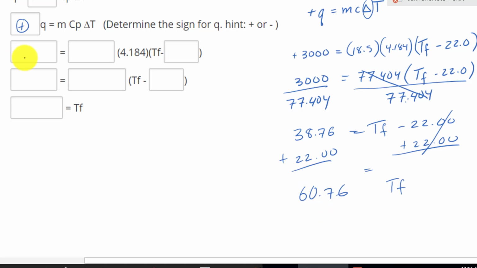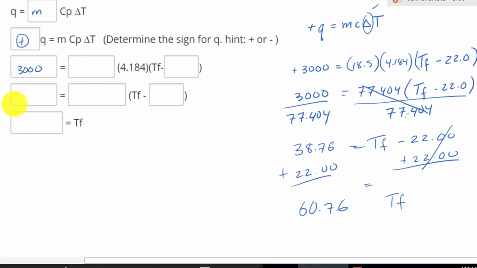So let's plug in our answers here. Well, in this case, what we have here is 3,000. And what is missing here? Of course, your M. Well, what is your M in this case? It is 18.5. 18.5 times 4.184, that's your C. And then we have multiplied by TF minus what? Well, TF minus TI, which in this case is 22.0. And then over here, we have the same values, 3,000 joule. And we have simplified the equation by multiplying these two numbers.